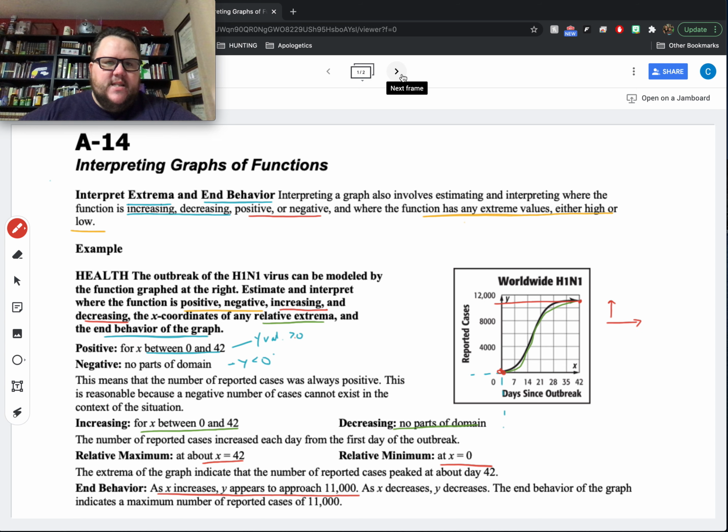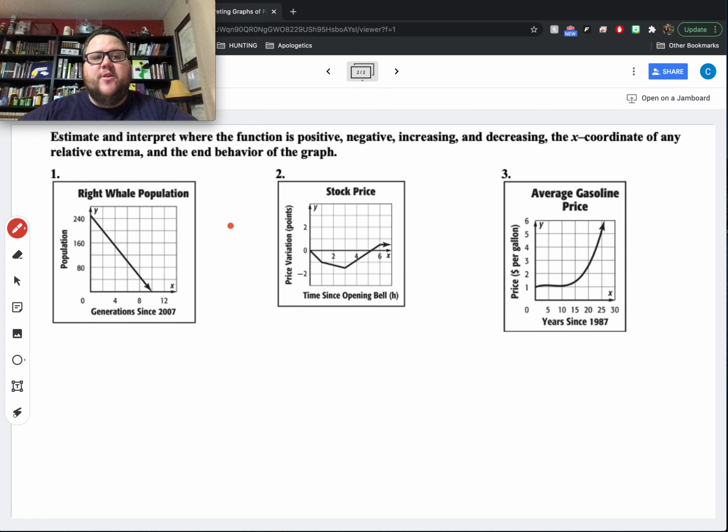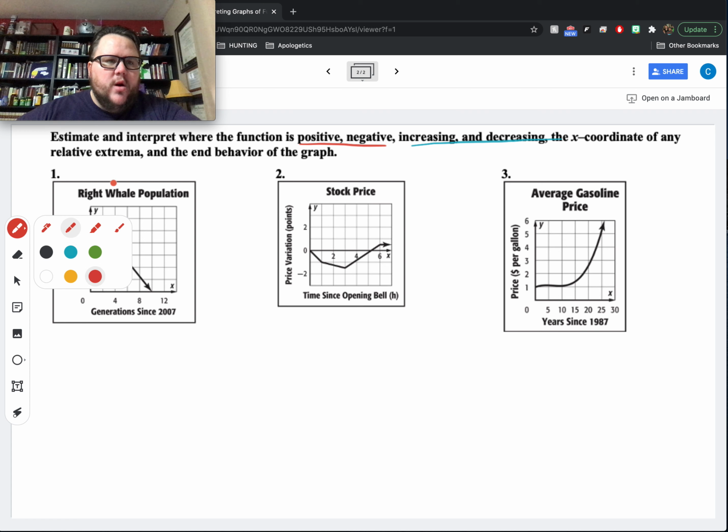So we're going to look at these next problems. They look very similar to what we did yesterday. They're the same ones. So first, interpret where the function is positive or negative. And then increasing or decreasing. And then the x coordinate of relative extrema. And then the last one is the end behavior.